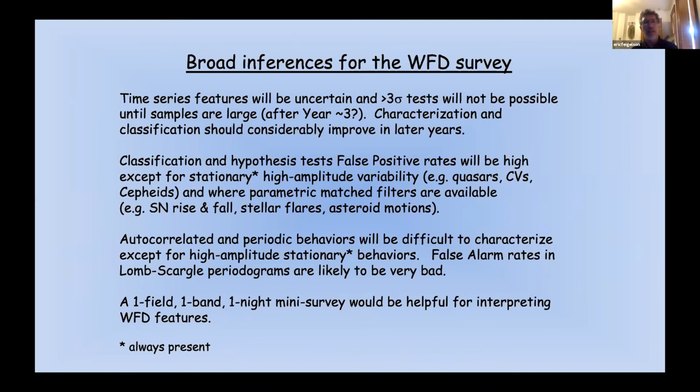Now, stationarity, by the way, has to be assumed. That means you have consistent behavior throughout the observation.